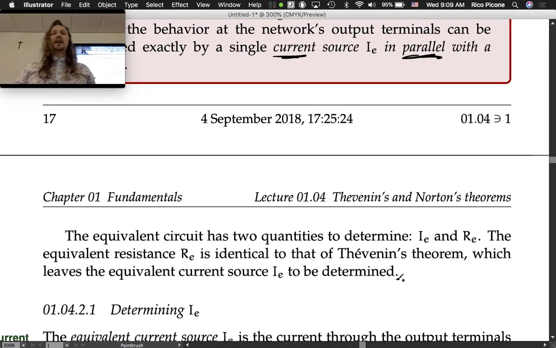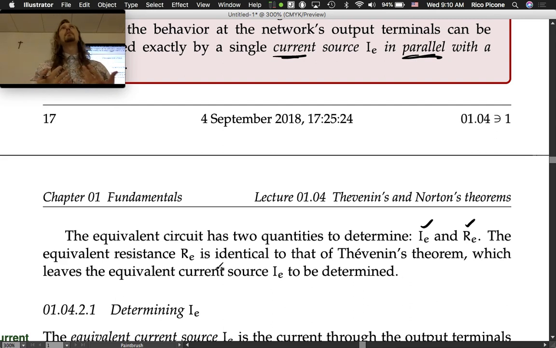The equivalent circuit has two quantities to determine, so it's just like before. Instead of VE and RE, we have IE and RE. The equivalent resistance RE is identical to that of Thevenin's theorem, so you do the same process. Set all the sources to 0, find the resistance between the two output terminals. The equivalent resistance leaves the equivalent current source, IE, to be determined.